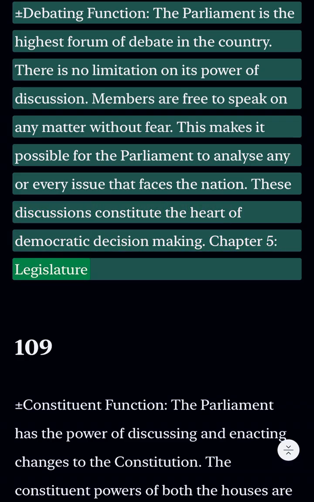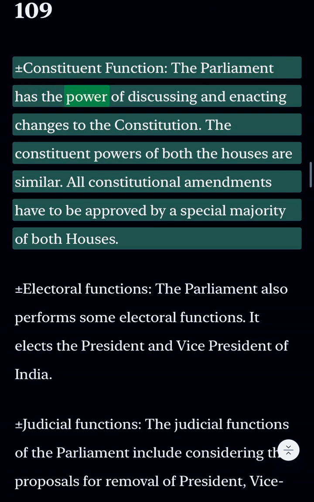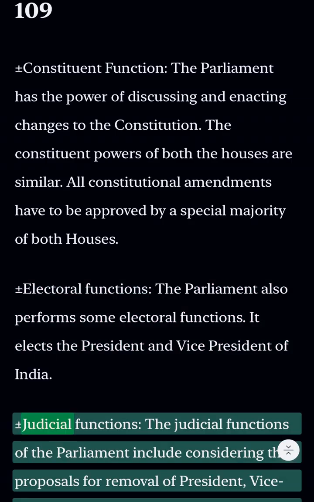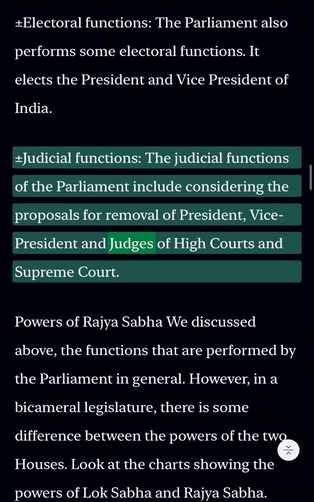Constituent function. The Parliament has the power of discussing and enacting changes to the Constitution. The constituent powers of both the houses are similar. All constitutional amendments have to be approved by a special majority of both houses. Electoral functions. The Parliament also performs some electoral functions. It elects the President and Vice President of India. Judicial functions. The judicial functions of the Parliament include considering the proposals for removal of the President, Vice President, and judges of high courts and the Supreme Court.